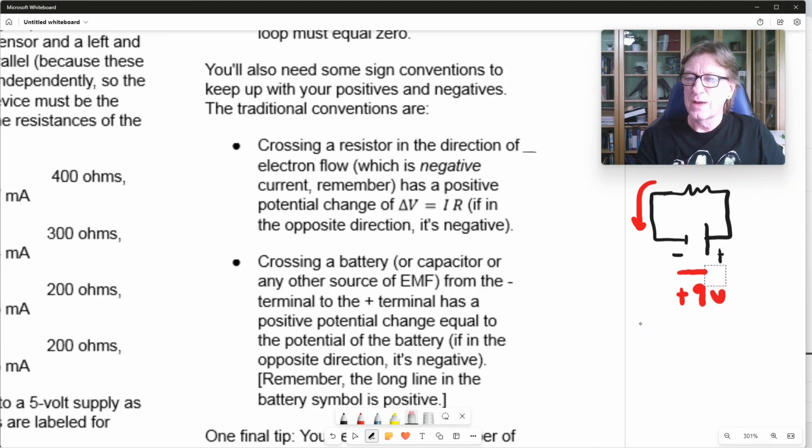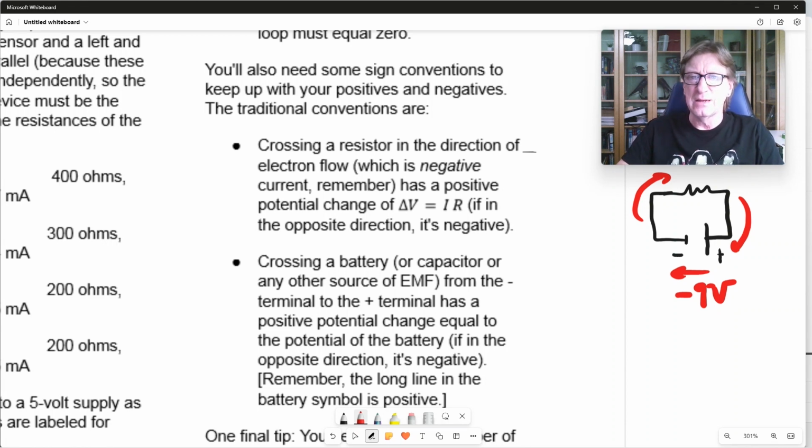Now, if I need to go the other direction, let's say I'm going from the positive to the negative, which means I'm going around the loop this way, that's going to be the opposite. So I would say this would, for example, be a negative 9 volts. The plus or minus sign is just talking about what direction I'm crossing the battery, and that just makes the algebra work. So it's important that we remember these sign conventions. Write these sign conventions down in your flip book and keep referring back to them.